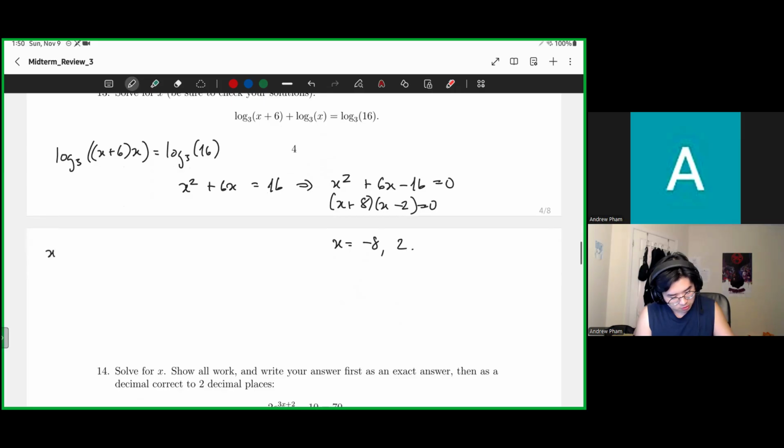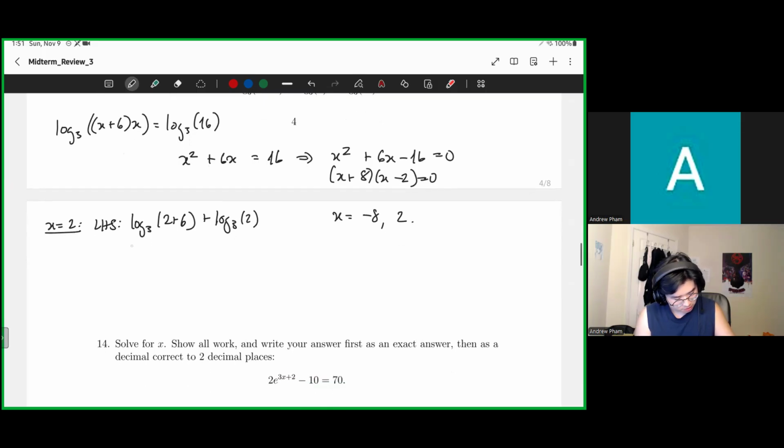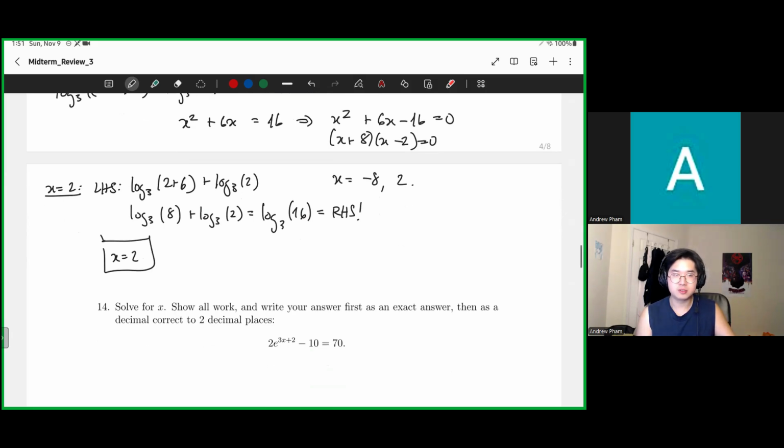So we check x equals 2 as a solution. On the left-hand side, I have log base 3 of 2 plus 6 plus log base 3 of 2. So this is simply going to be log base 3 of 8 plus log base 3 of 2. And then by the product rule, you can smush these together by taking the product. So 8 times 2 is 16, which is indeed equal to the right-hand side. So x equals 2 is a solution, the only solution, that is.